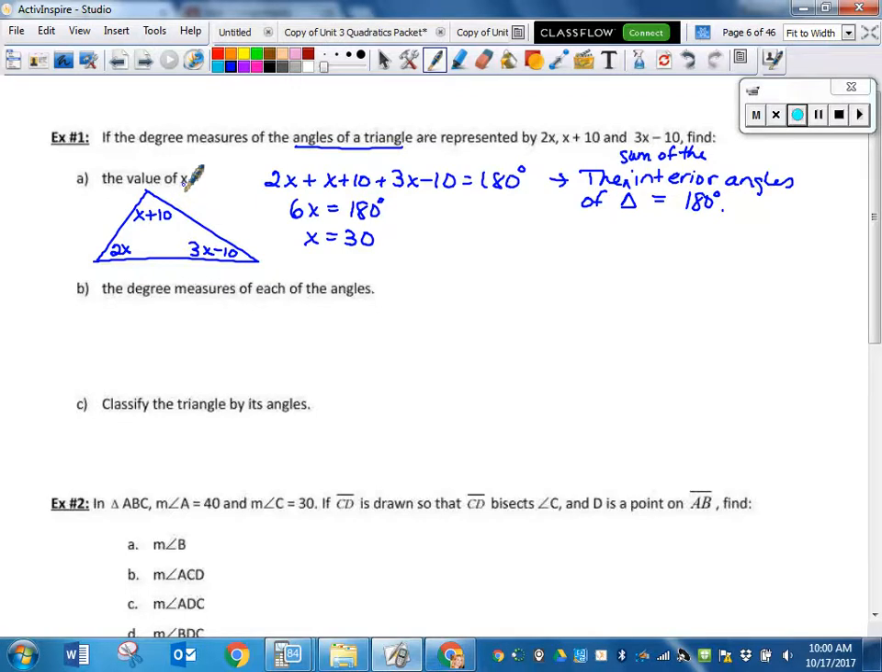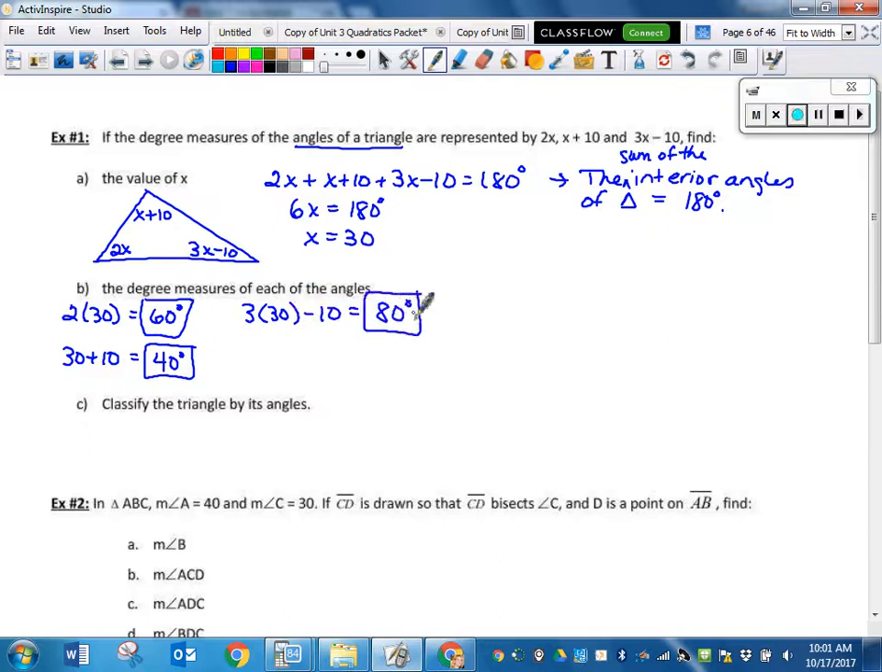Part B, find the degree measure of each of the angles. Okay, well one of the angles is 2x, so 2 times 30 tells me that one angle is 60 degrees. The other angle is 30 plus 10, which means the other angle is 40 degrees. And if I've done this correctly, then when I plug in I should get 80, right? So 3 times 30 is 90, take away 10. Oh, there's the 80 I was looking for. So check, they all seem to make sense.